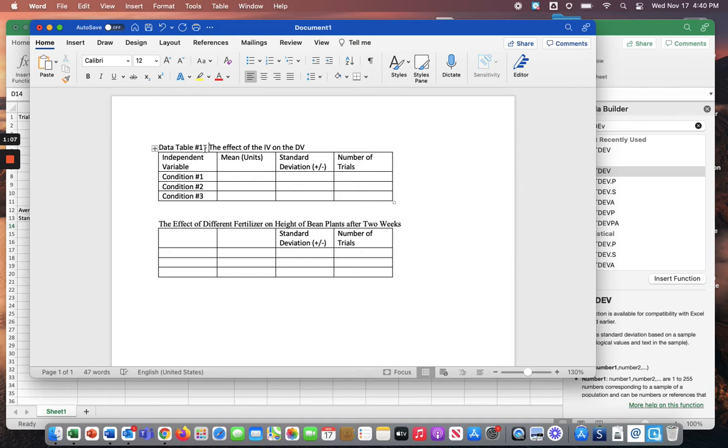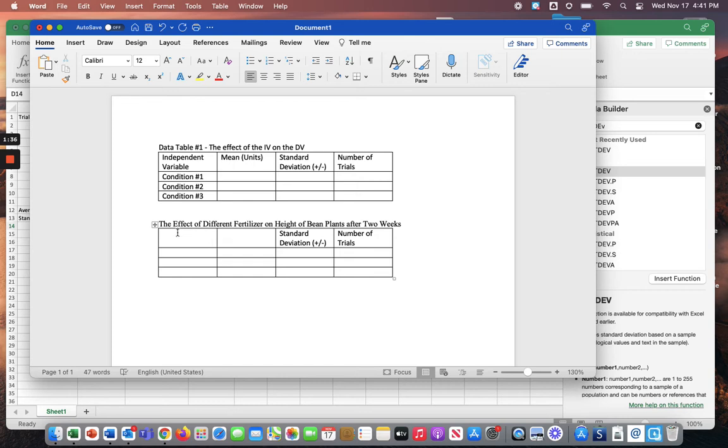You're going to number your data tables. You're going to give them a title, something that has to do with the IV and the DV. You're going to list your levels of the independent variable. You're going to report the means, which is the measure of central tendency. You're going to measure the standard deviation to say how variable your data was. And you're also going to list the number of trials so that we are aware of whether this is a huge experiment with like 1,000 plants or if this is a much smaller experiment with 10 plants.